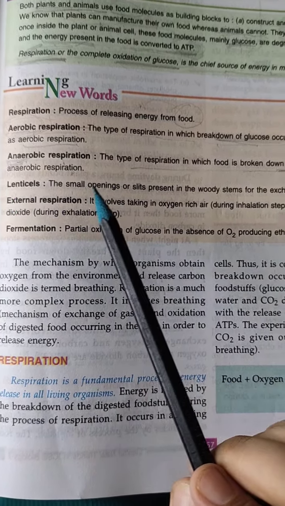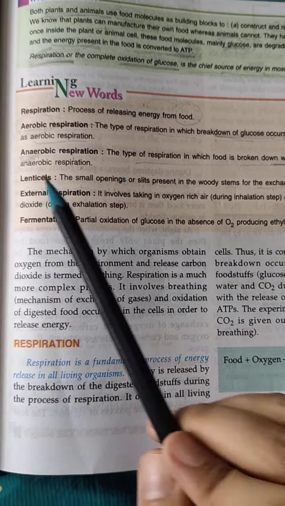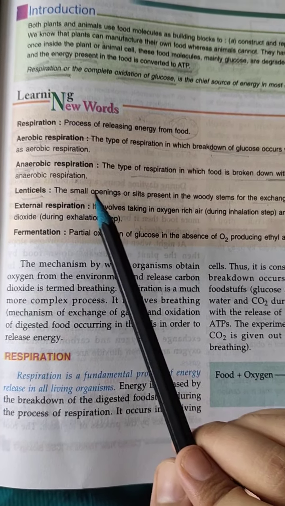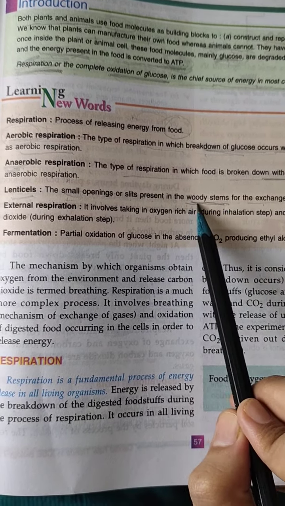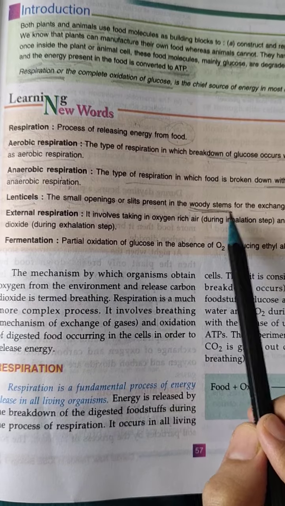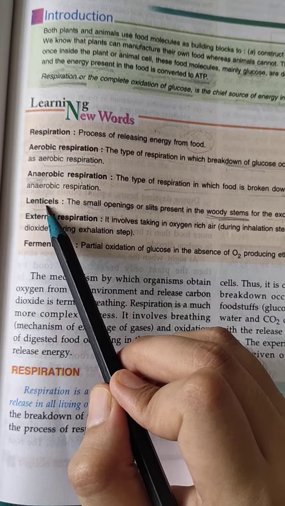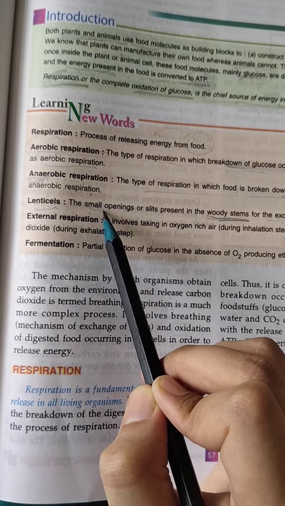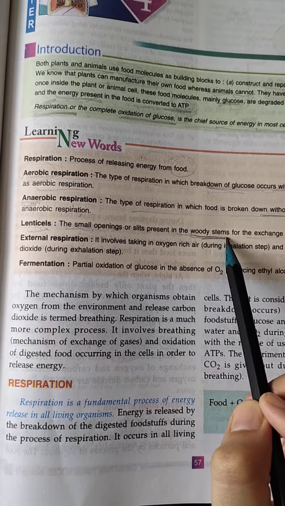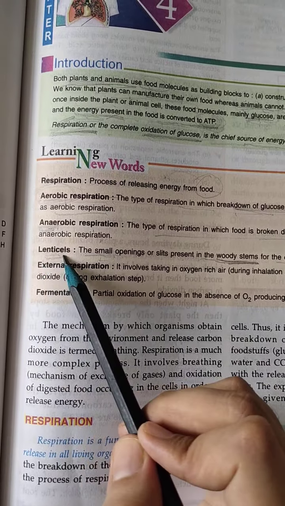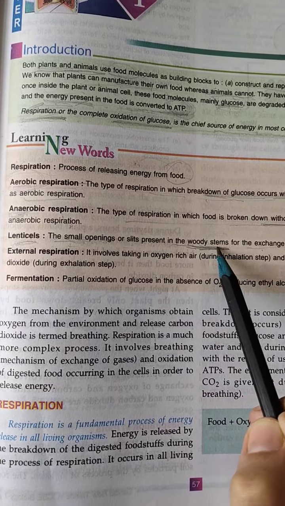Now lenticels, the small openings or slits present in the woody stems for the exchange of gases. What are lenticels? These are the small openings or slit-like structures present on the woody stems. जो woody stems होते हैं उन पे कैसे होगा gases exchange? We know कि stomata के through leaf पे होता है. Stomata are the small openings present on the leaf, and in that case the gaseous exchange occurs through stomata. But in case of woody stems, they have structures called lenticels, which are small openings or slit-like structures present on the stems.